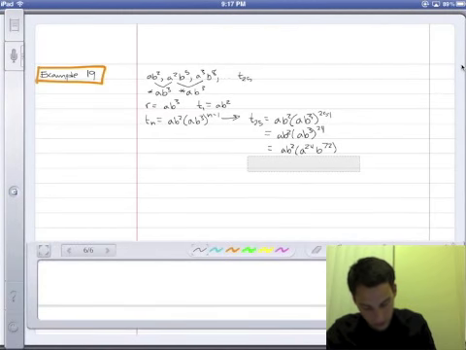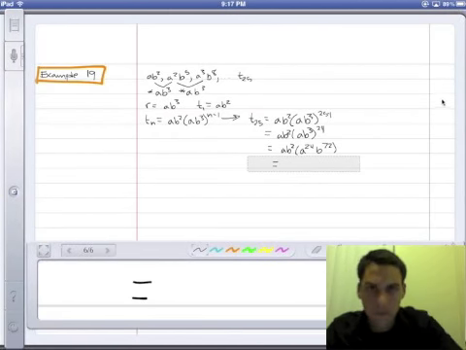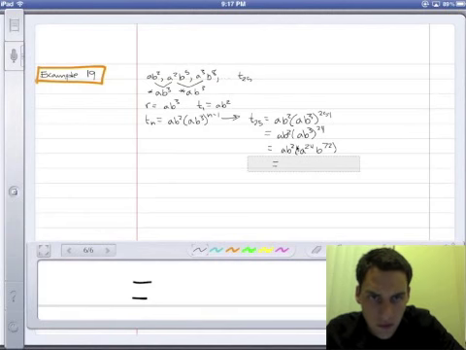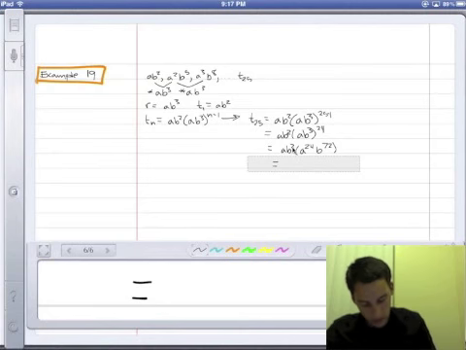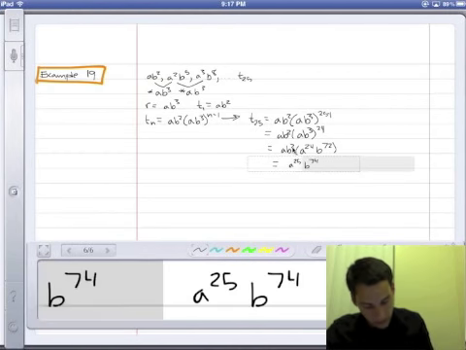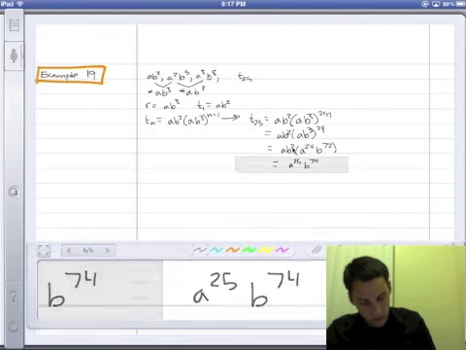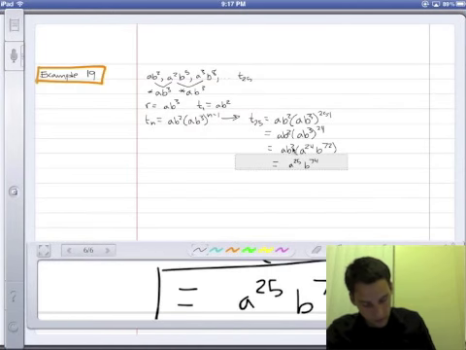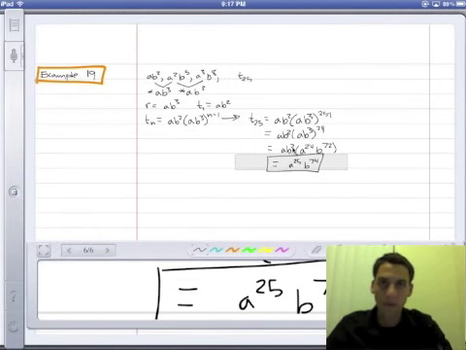And I can continue on by going a to the 25th, because I add exponents, and b to the 74th. A to the 25th, b to the 74th. And that's my 25th term. The end.